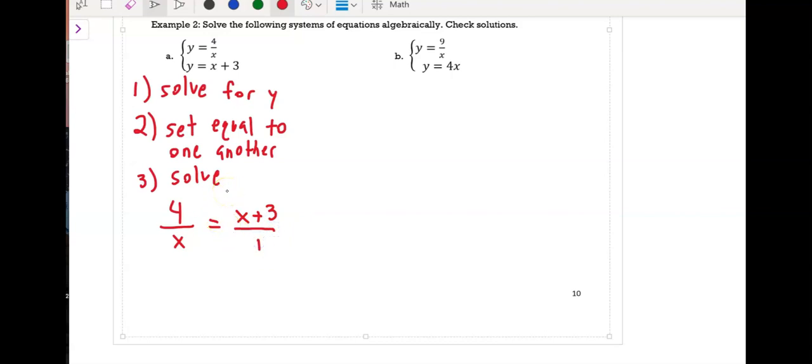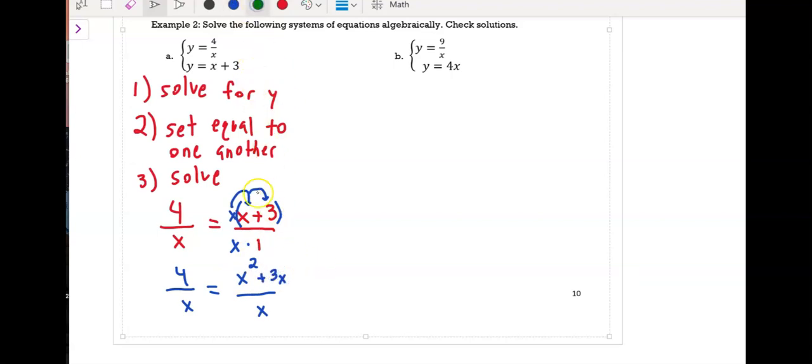Now it looks like one of our problems from yesterday where we just want them to have a common denominator. So I'm going to multiply this fraction by x, because now I will have a common denominator of x in both of my fractions. But don't forget we have to distribute this x to both of these terms. So I have x squared plus 3x.